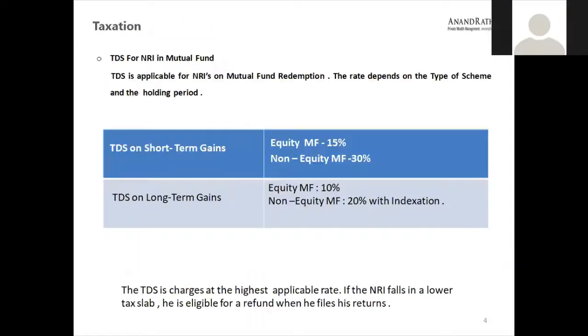Sir, this is the applicable taxation. For a non-resident Indian, there is a TDS, tax deducted at source, on the capital gain. For equity, if it is a short-term capital gain, the fund house will deduct 15% TDS and report it to the income tax. Similarly, on non-equity short term, which is less than 36 months, the fund house will deduct 30% TDS and report it. Compared to that, on the long term we have 10% and 20%, and we get the benefit of indexation.